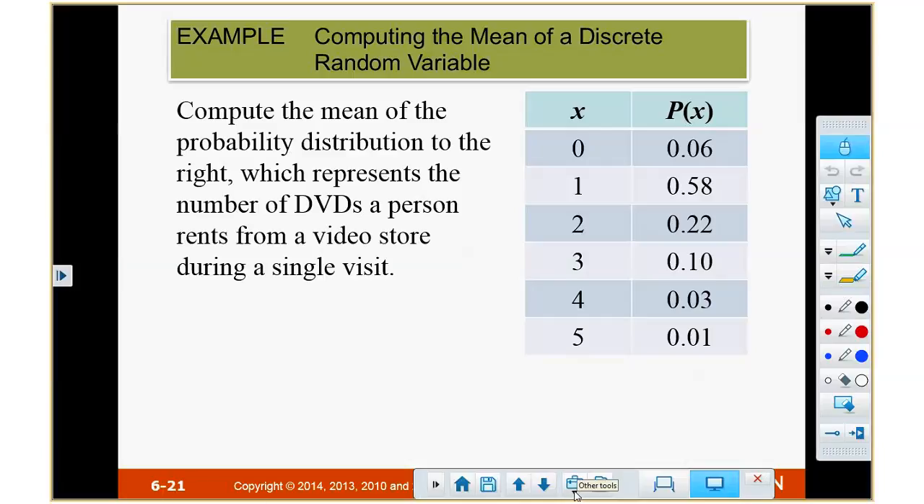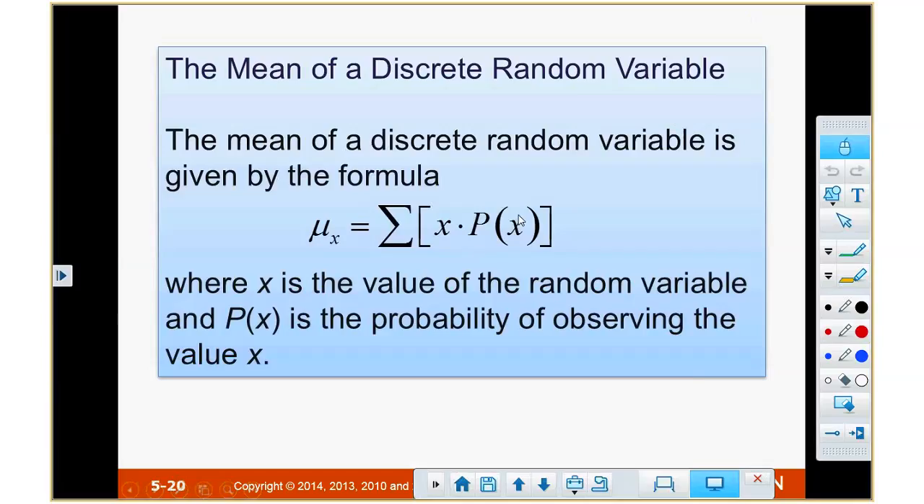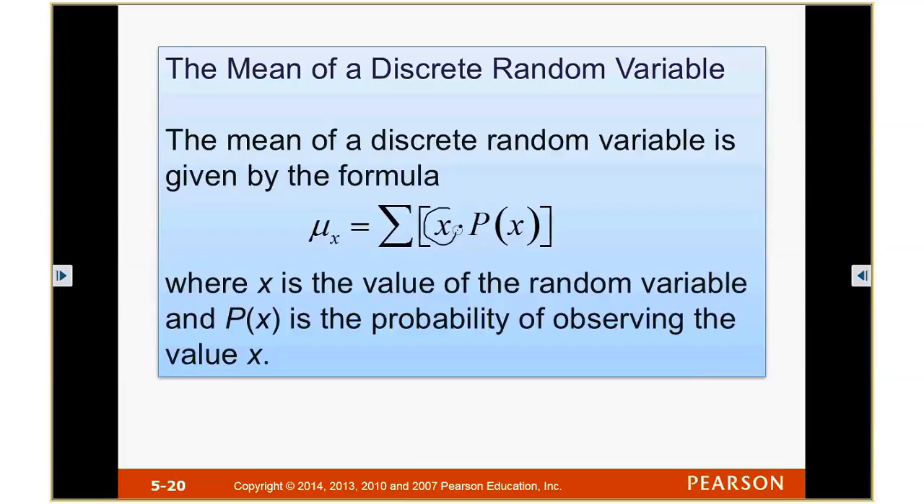Remember, when in doubt, look at the formula. The event is x. That's the event. And P of x is the probability of the event. Multiply each one of them together. And then what does that funky E look like? Sigma. What does that mean? Add them up. Sum them up. Read the formula.